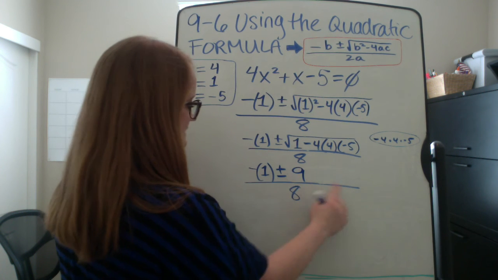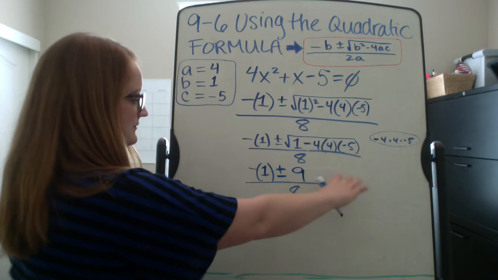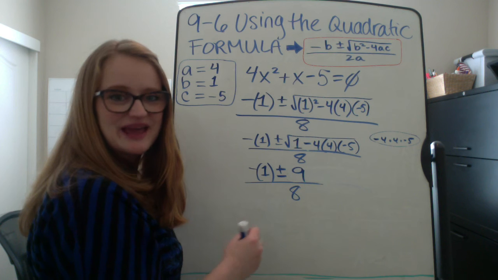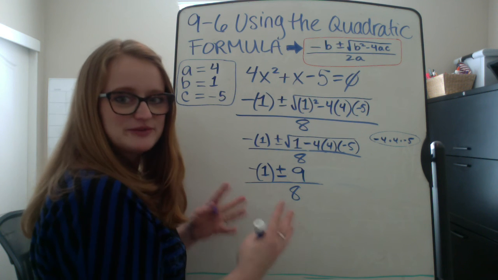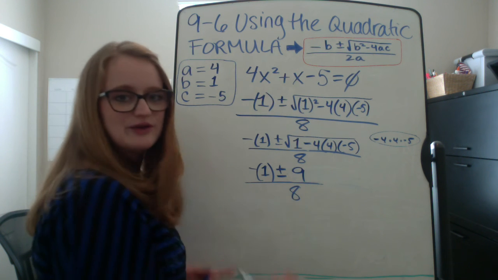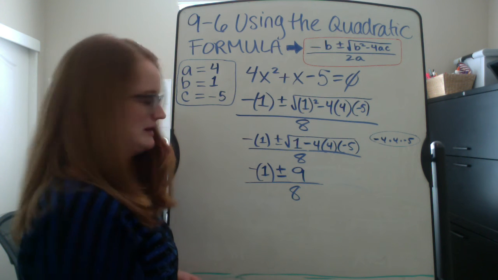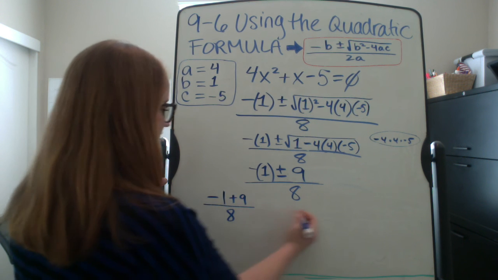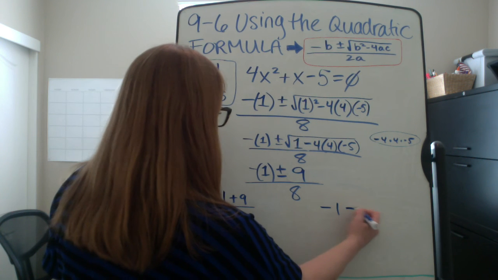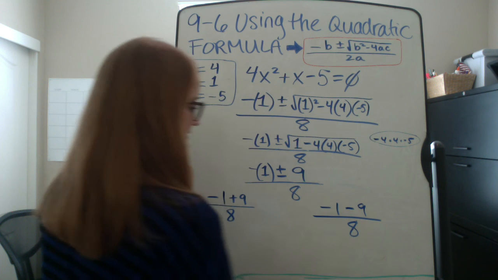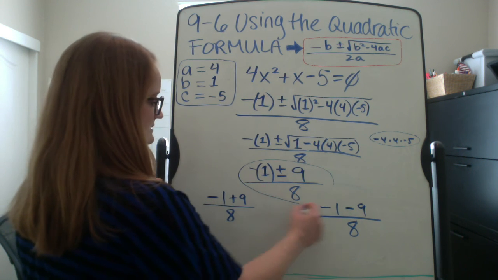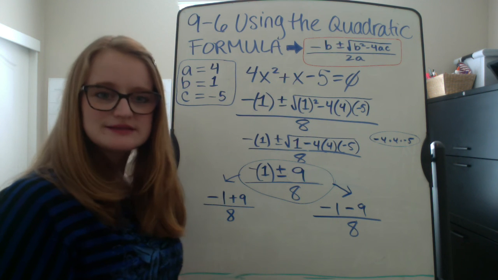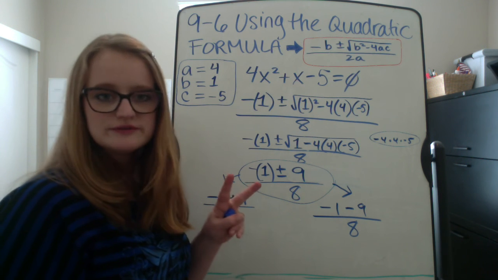Now, once we get to this point, when we have simplified the square root and the bottom, this is where we need to take care of that plus or minus and split the equation, because it can either be +9 or -9. So I'm going to rewrite this over here: -1 plus 9 over 8, and also -1 minus 9 over 8. Make sure when you get to this point, you split and solve both equations, which means that this quadratic has two different solutions.